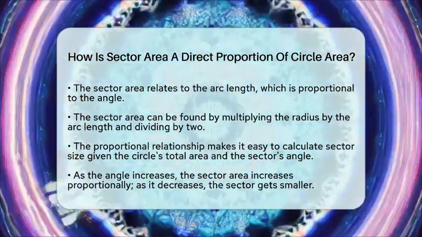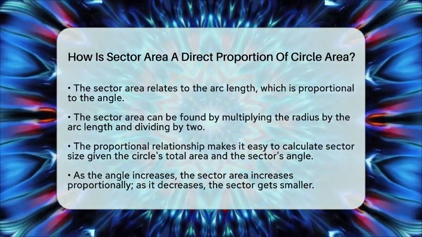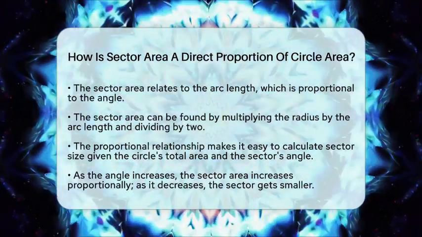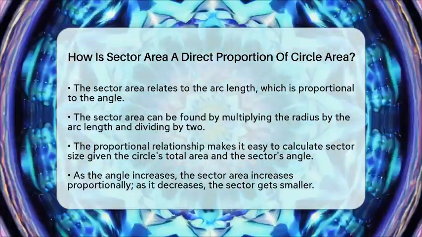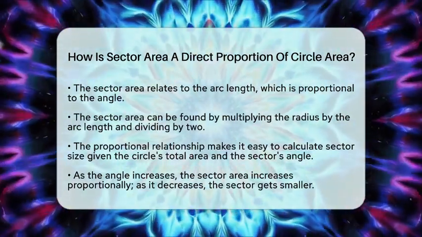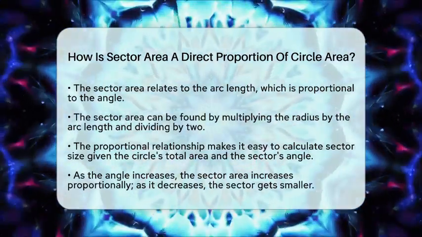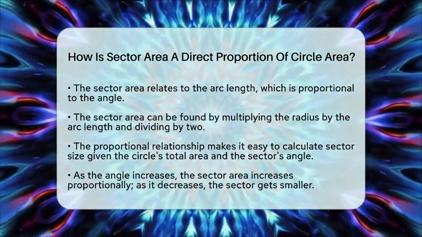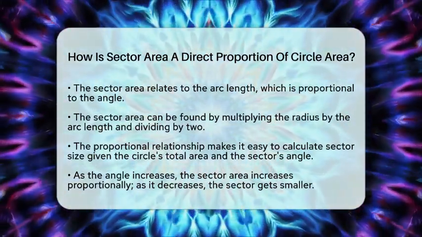In summary, the reason the sector area is directly proportional to the circle area is because it is a fraction of the total area, based on the central angle. When the angle increases, the sector gets larger proportionally, and when it decreases, the sector gets smaller. This simple relationship makes it easy to find the size of a sector once you know the total area of the circle and the angle of the sector.